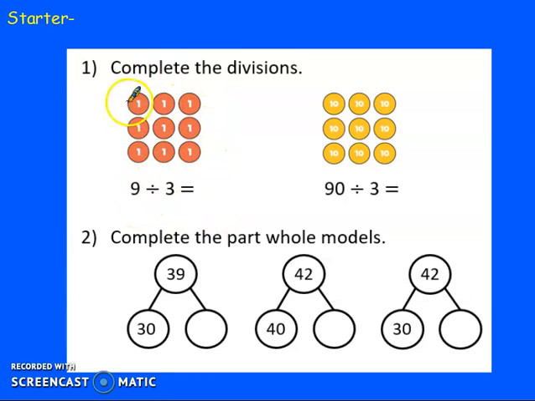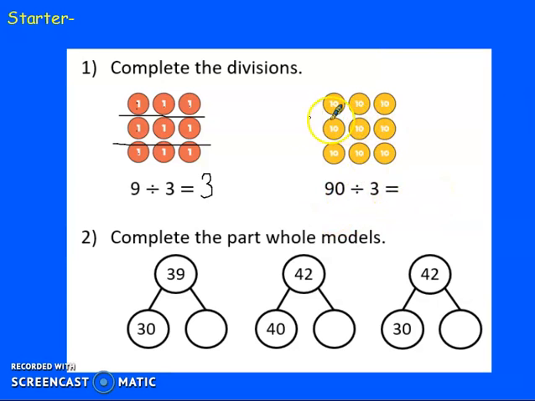So we know that this array has 1, 2, 3 groups of 1, 2, 3. So we can have our 9 here and we can split it into three groups where we will have 3 in each group. Now let's compare this to the next question. Have a think about what the difference is between these two questions. That's right, this column we are using ones and here we are using tens. So how will our answer be different?